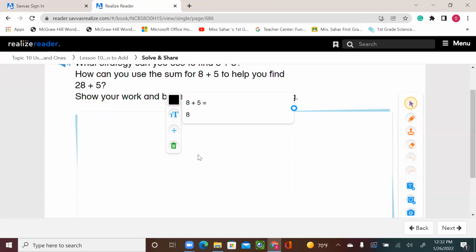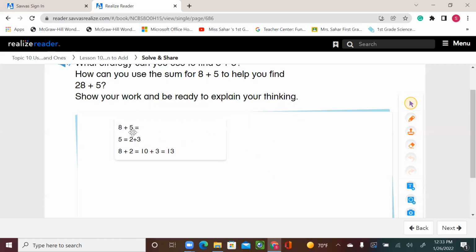I'm going to say 8 plus 2 equals 10, and 10 plus 3 equals 13. So now I know 8 plus 5 equals 13. Let me put down here that 5 equals 2 plus 3. All right, so that's 8 plus 5.